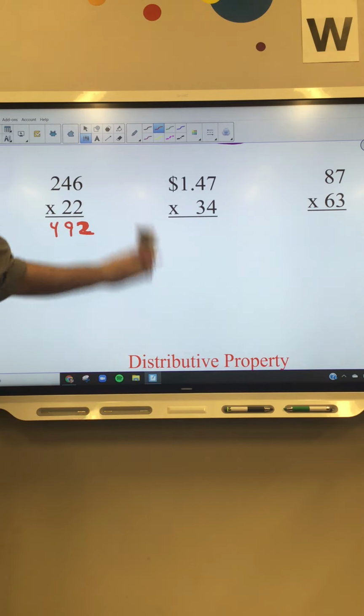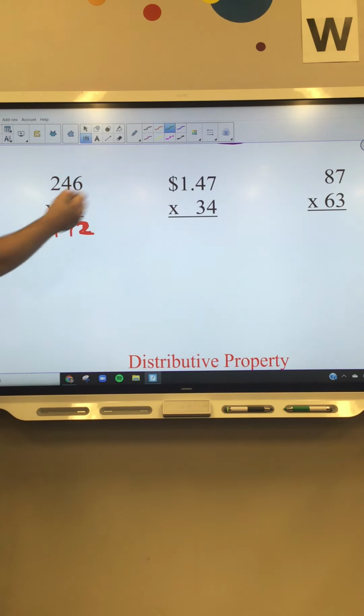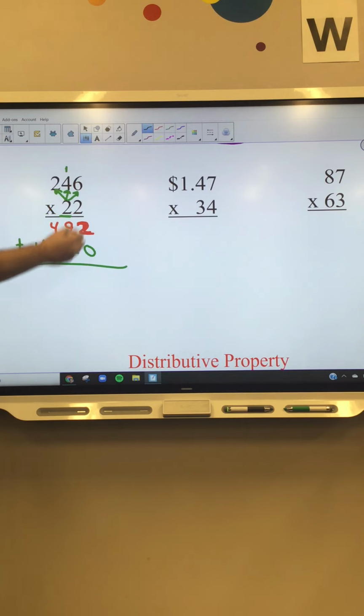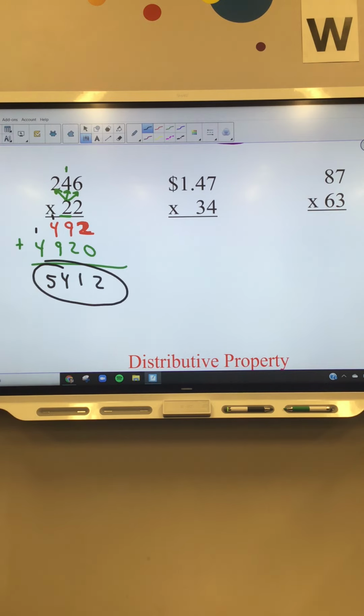And now in my next step, I'm looking at this 2. But it's really a 20, so I need my placeholder there. 2 times 6 is 12. 2 times 4 is 8, plus I add in that one is a 9. 2 times 2 is 4. So now when I add all of this stuff up, 2, 11, 14, 5, I should have 5,412. If you did that first one, do we get 5,412?